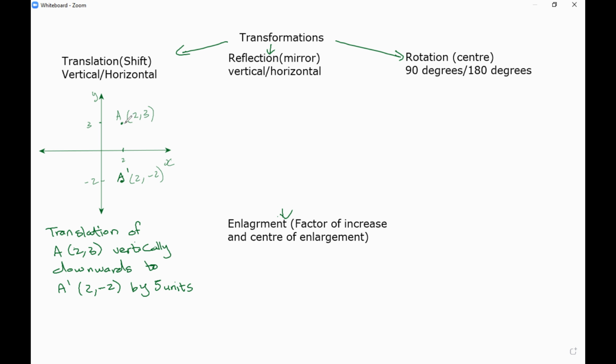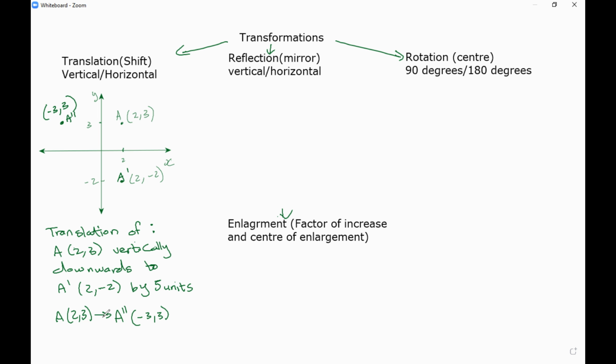I could also take A and translate it this way, to the left hand side. Let's say I end up at -3, 3, and I call this A double prime. That's another image of A. So in this case, this is a translation of A. We can also write it like this: 2, 3 to A double prime, -3, 3.